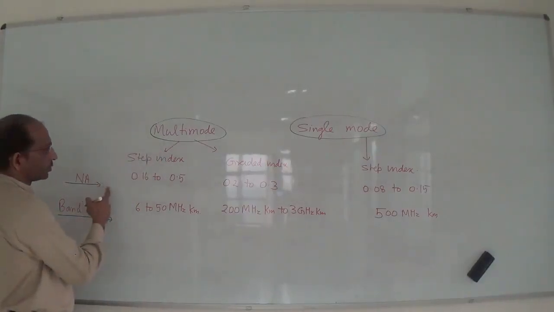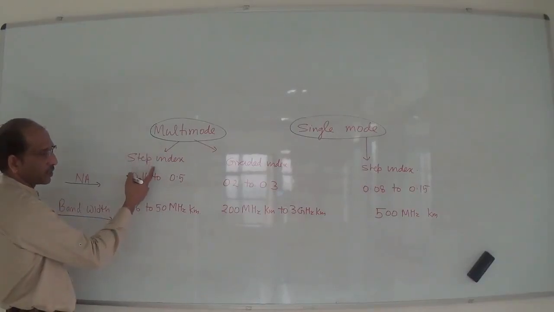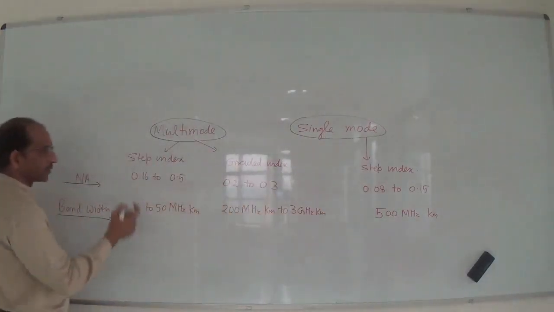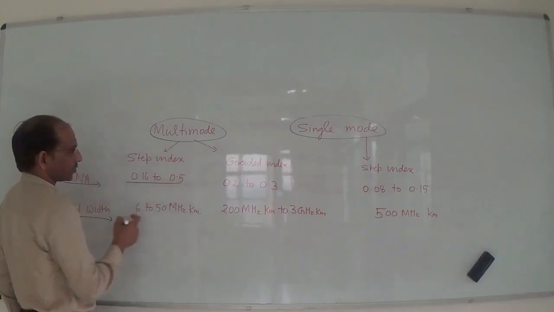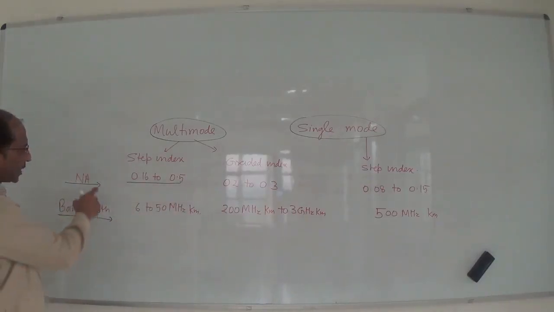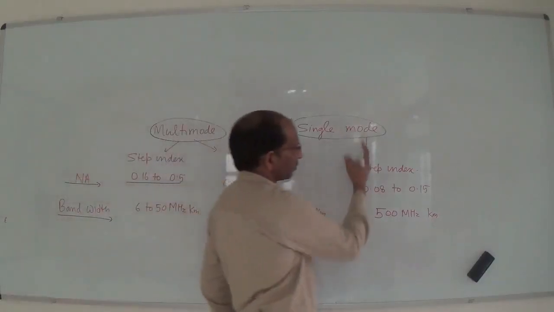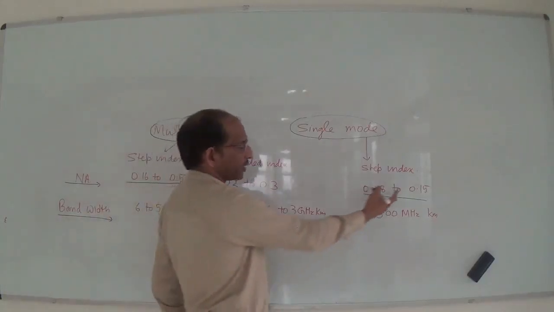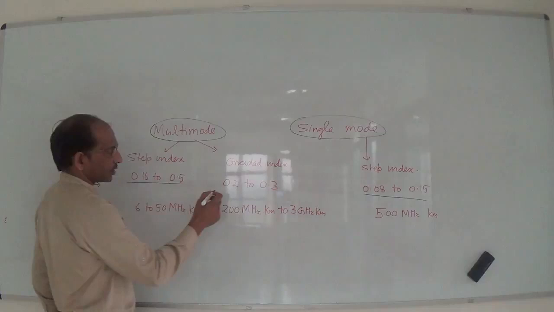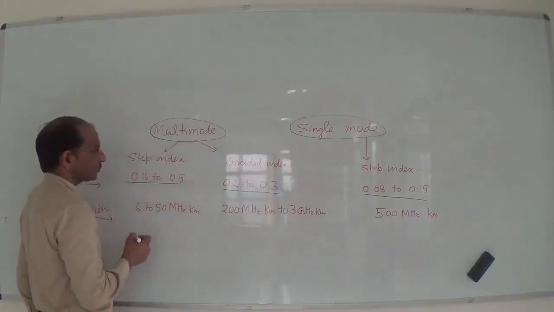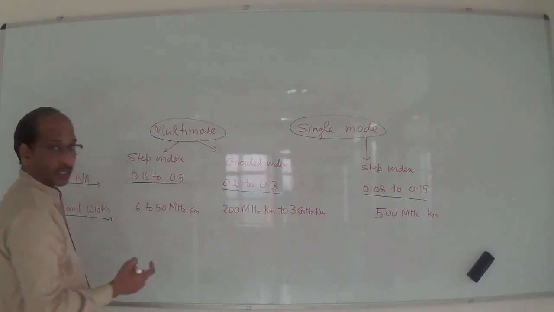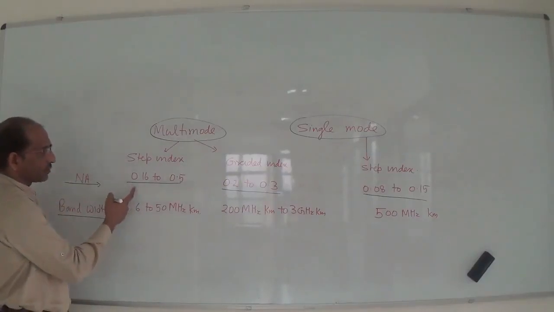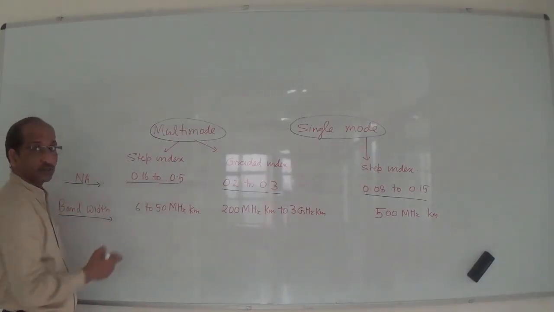So in case of multi-mode step index optical fiber, graded index optical fiber, and single mode step index optical fiber, you can see the numerical aperture. Numerical aperture is very small in case of single mode step index optical fiber, that is 0.08 to 0.15, and then for the graded index optical fiber, the range of the numerical aperture is 0.2 to 0.3, and for the step index it is 0.16 to 0.5.